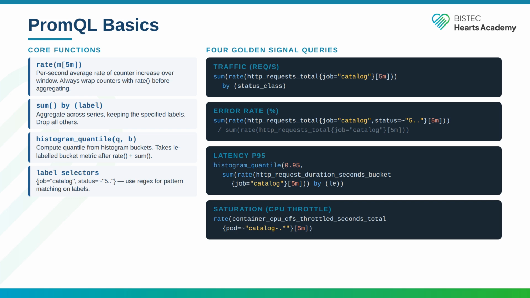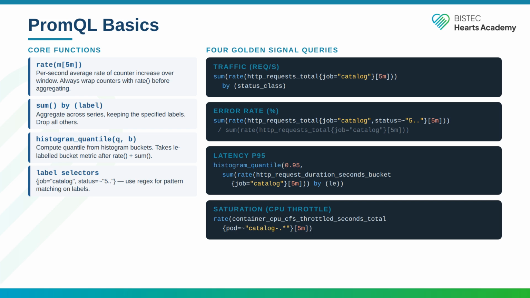Sum by label aggregates multiple time series into one, keeping the specified label dimension. For example, summing request counts across all pods in a service, while keeping the status class label. histogram_quantile computes a quantile from histogram bucket metrics. The 0.95 value means the 95th percentile. The second argument is a rate and summed bucket metric that includes the le label.